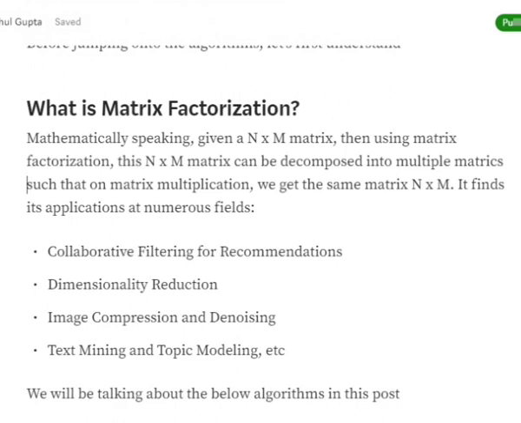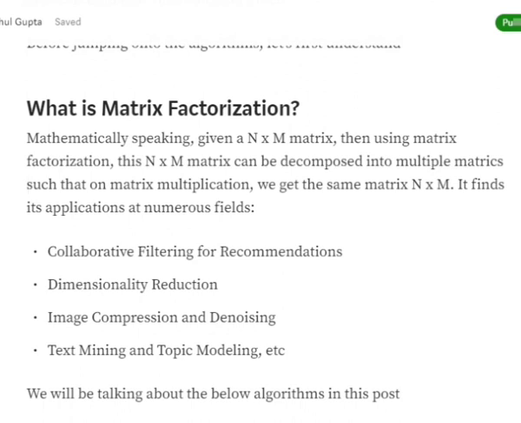Mathematically speaking, given an n cross m matrix, where n is the total number of rows and m corresponds to the total number of columns of the matrix, using matrix factorization we can decompose this matrix into multiple matrices of different dimensions, such that on matrix multiplication of these matrices, we again regain our original matrix.